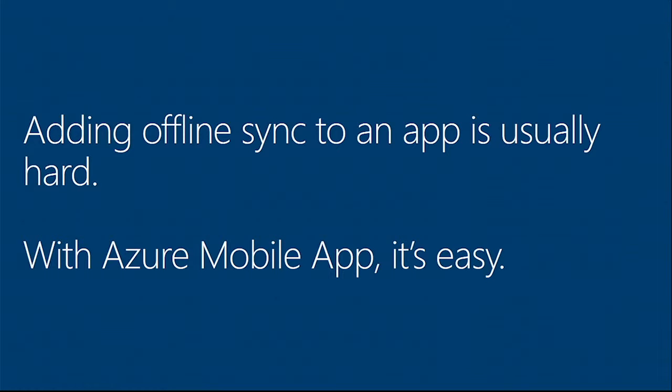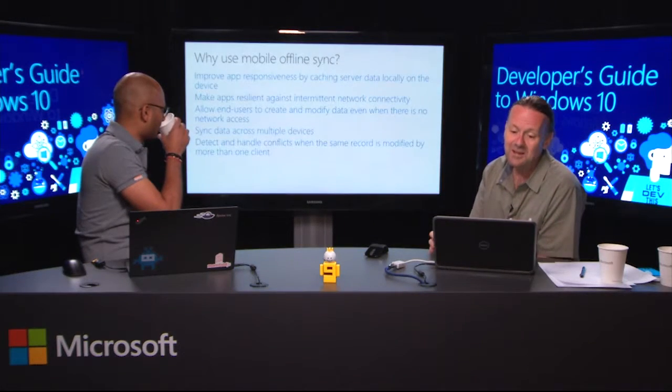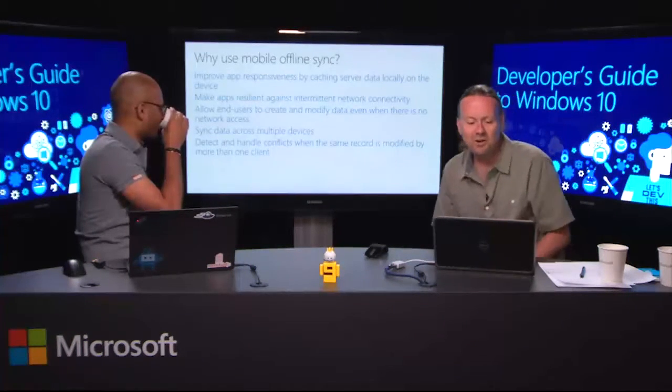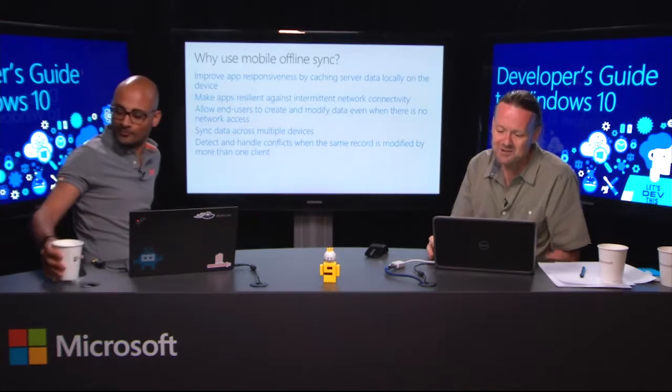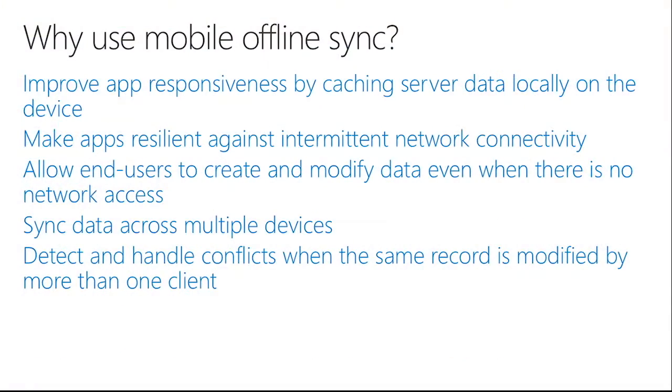Yeah. An Azure mobile app has a brilliant story for offline sync. And it's really easy. So why do this? Well, obviously improving the app responsiveness by caching server data locally. You make them resilient. You make happy users. That's really the kind of thing, isn't it? That's what everyone wants.